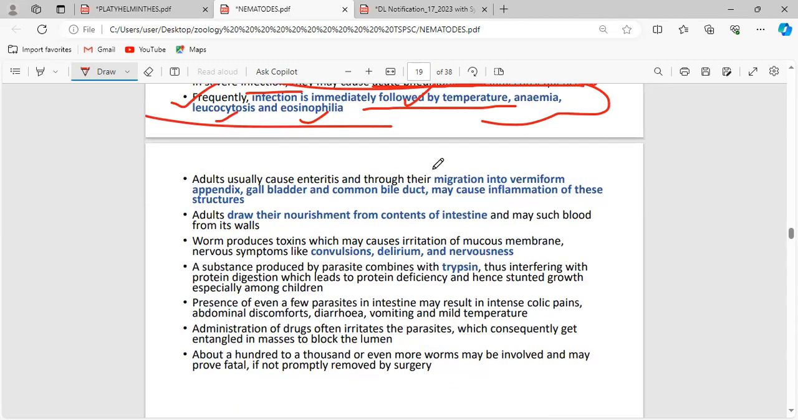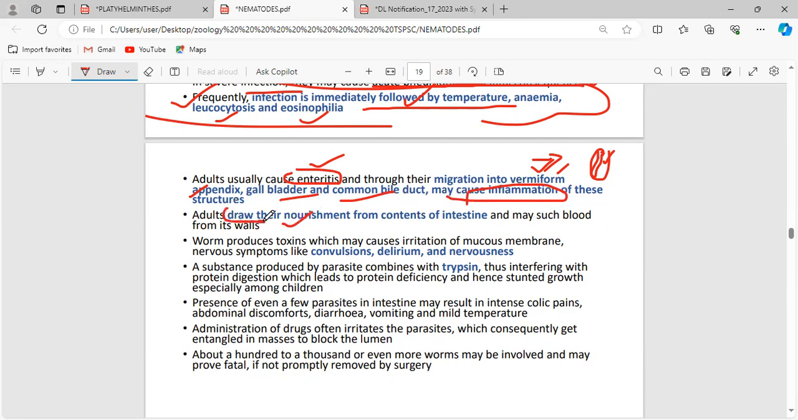They can also migrate into the intestines, meaning the small intestine and large intestine. They migrate into the vermiform appendix. In the intestine, we have a small elongated structure called the appendix. It looks like a worm-like structure; vermiform means worm, so it is called the vermiform appendix. These parasites reach the vermiform appendix, gallbladder, and bile duct, where they can cause inflammation.